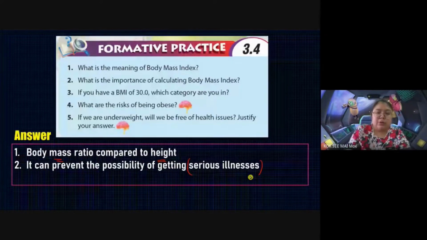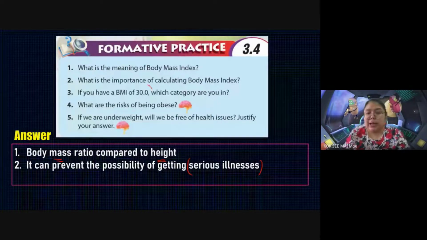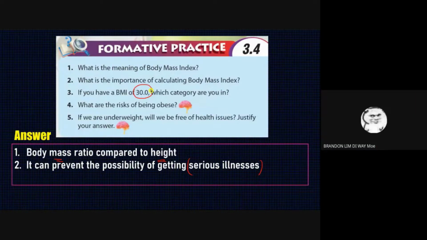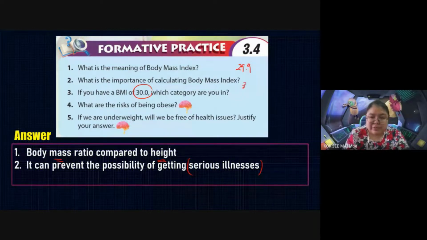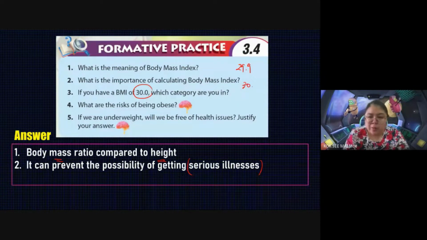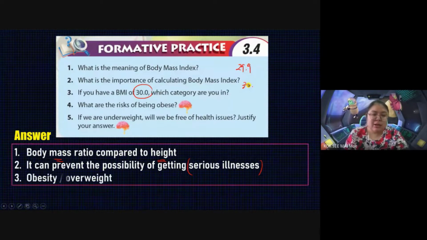Number 3, you tell me BMI 30 is what category? Overweight. Okay, some can say overweight because they are borderline lah. Because overweight is until 29.9. After that, obese starts from 30, is it? So you can say obese, you also can say overweight, around that area lah. So obesity or overweight, also can.